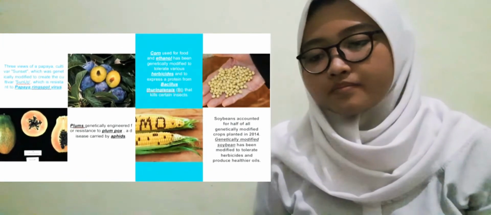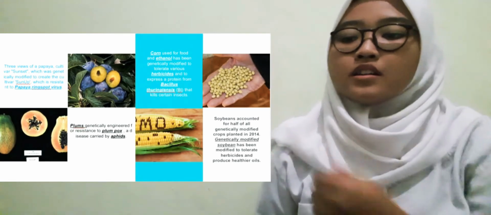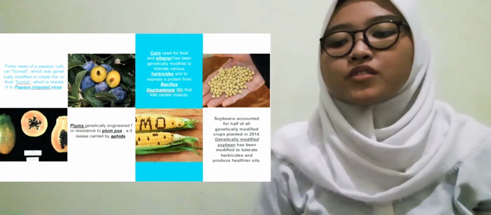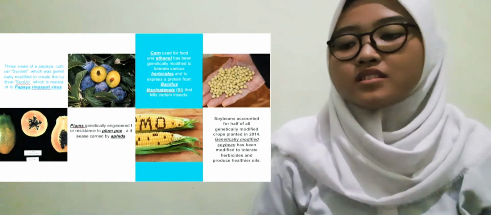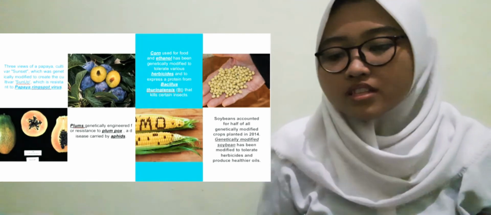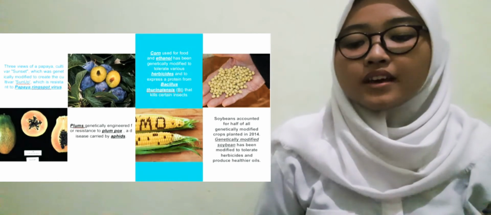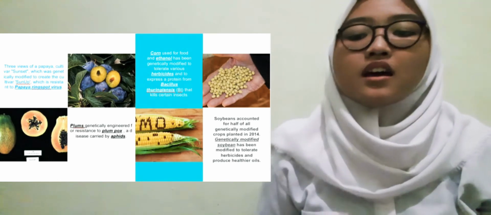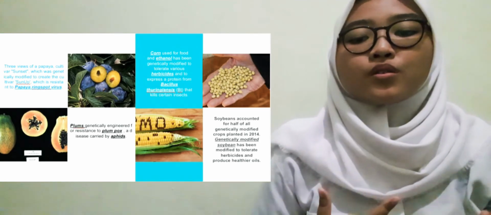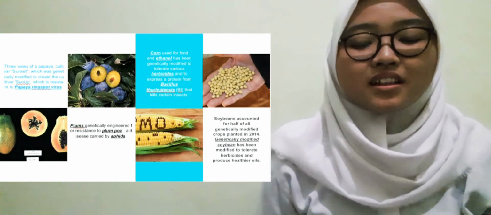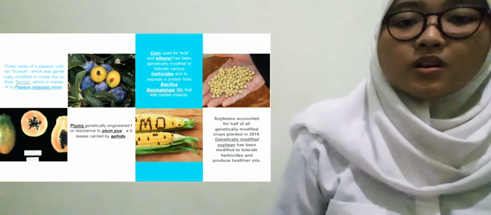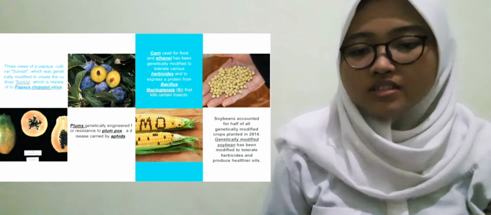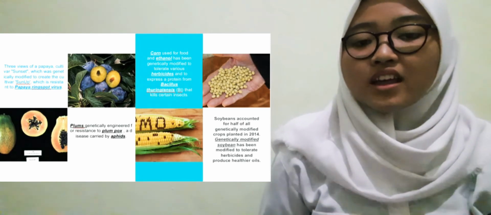Examples. The papaya cultivar Sunset has been genetically modified to create the cultivar SunUp, which is resistant to papaya ringspot virus. Next, plums, genetically engineered for resistance to plum pox, a disease carried by aphids. Next, corn, used for food and ethanol, has been genetically modified to tolerate various herbicides and to express a protein from Bacillus thuringiensis or BT that kills certain insects.